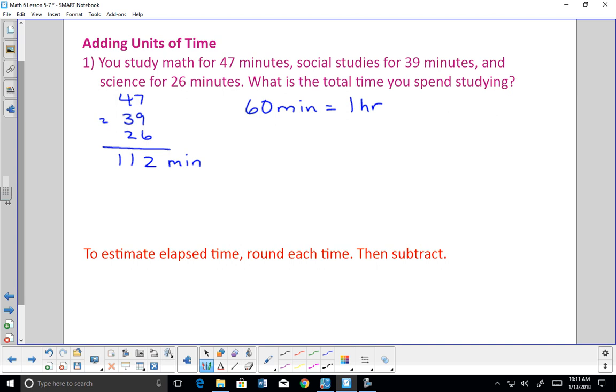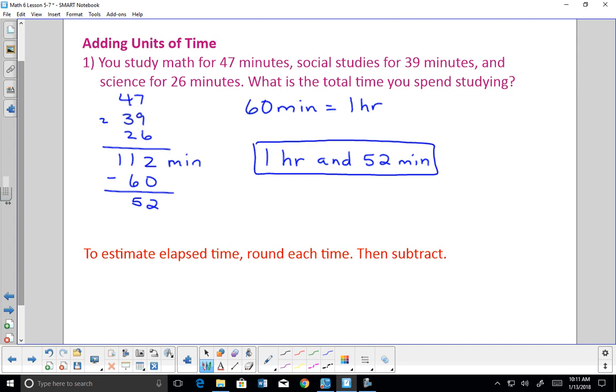we can subtract 60 minutes from 112 minutes. Okay, 2 minus 0 is 2. 11 minus 6 is 5. And that means 60 minutes is an hour, so we actually studied for 1 hour and 52 minutes. So if you studied math for 47 minutes, social studies for 39 minutes, and science for 26 minutes, your total time studying was 1 hour and 52 minutes.